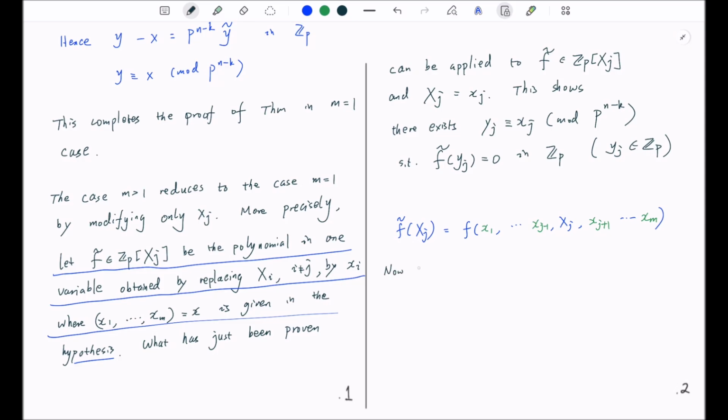Now we put y1 through ym to be little x1 through little xm, except for the jth component. For the jth component, we still use y sub j. Here, little y1 is equal to little x1 all the way to little y sub j minus 1 is equal to x sub j minus 1, y sub j plus 1 is equal to x sub j plus 1, and ym is equal to little xm. Just for the jth component, we still use this yj we just obtained.